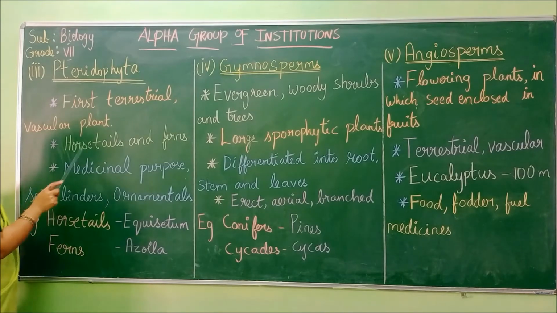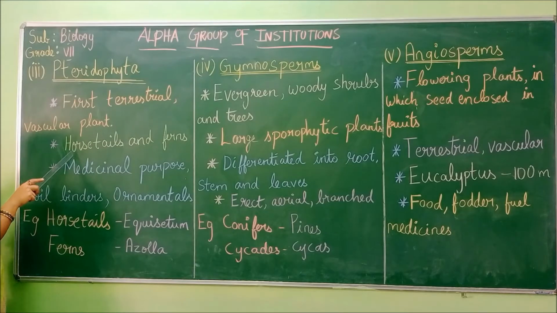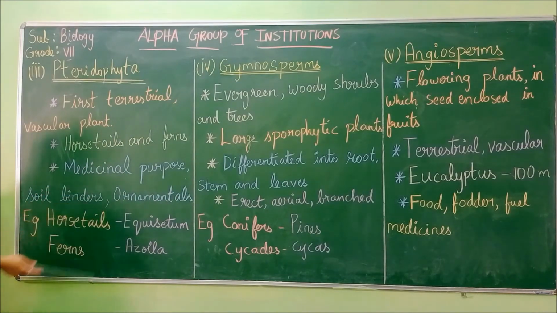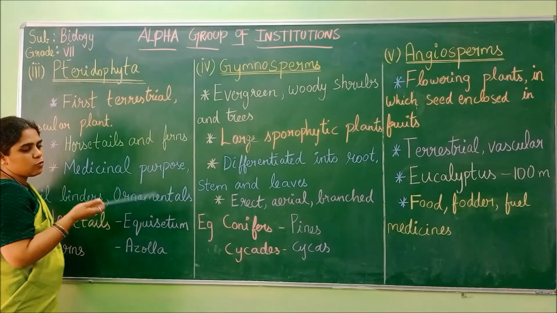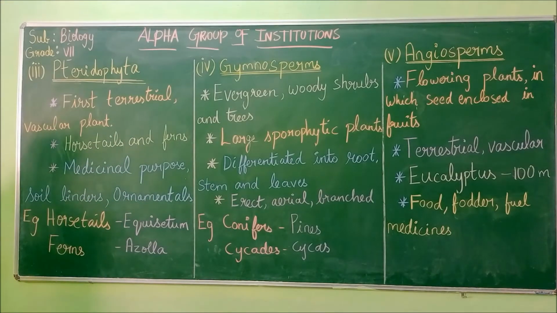Next, horsetails and ferns. These are the categories of Pteridophyta, horsetails and ferns. So these come under Pteridophyta only. Then for medicinal purposes, for making medicine, Pteridophyta is used.